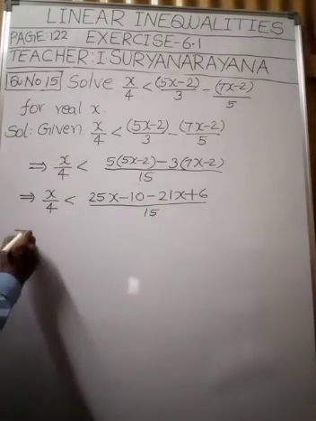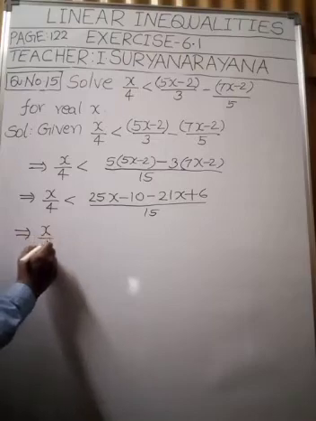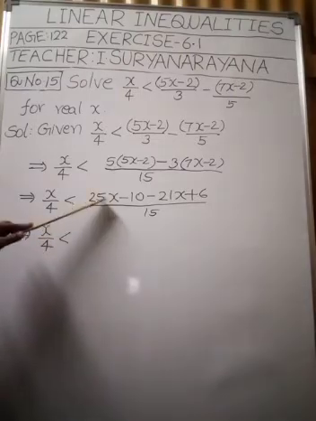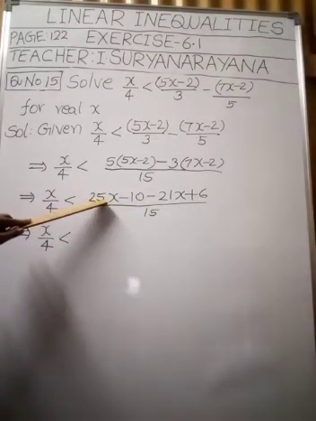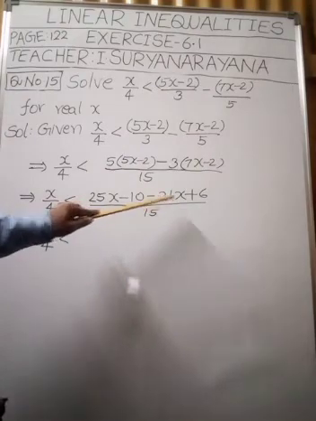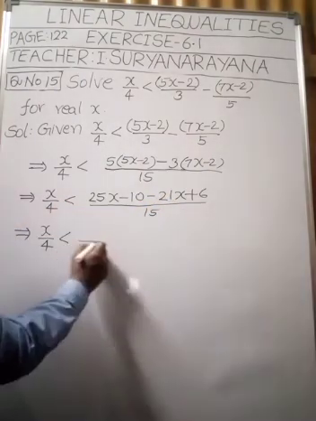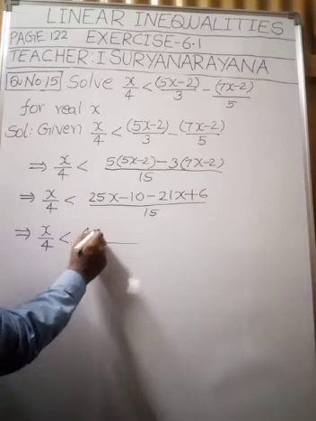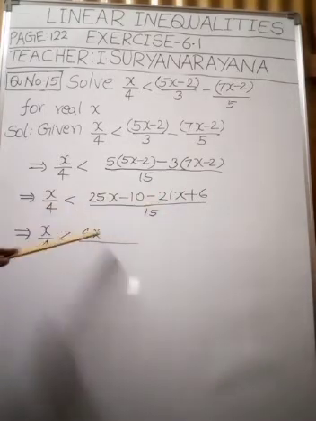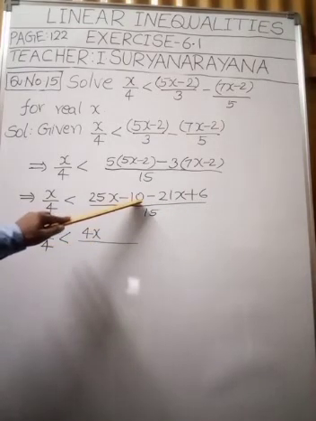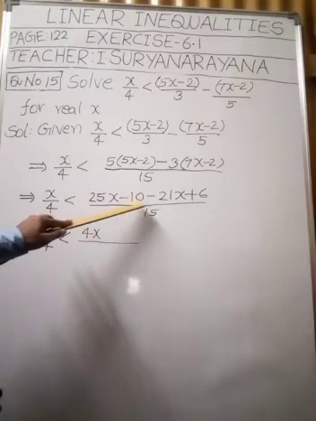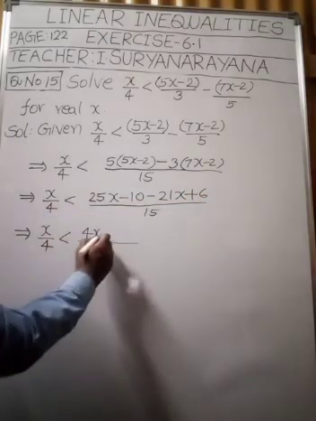Right. This implies x by 4 less than, let us simplify the numerator. 25x minus 21x. What will you get here? 4x. Understood this term, my children? 4x. Right. Now let us simplify constants. Minus 10 plus 6. What will you get here? Minus 4.